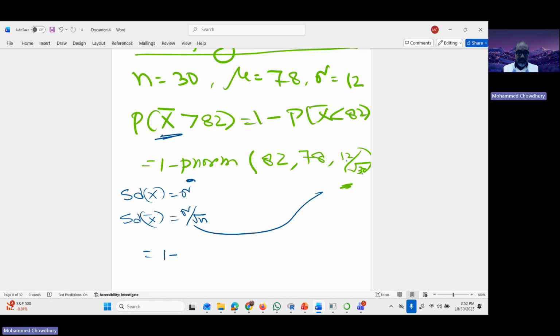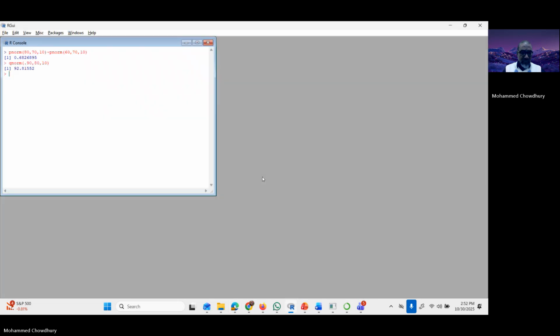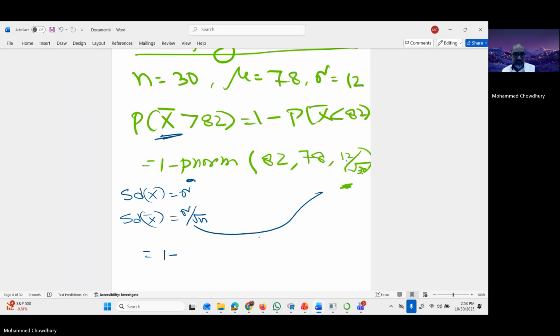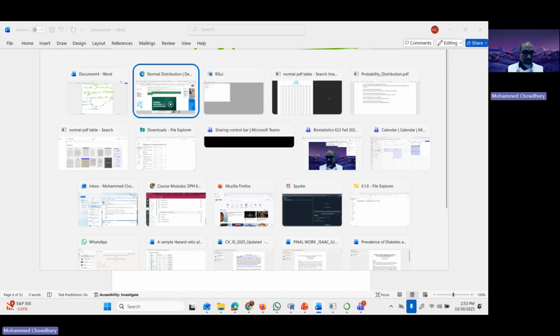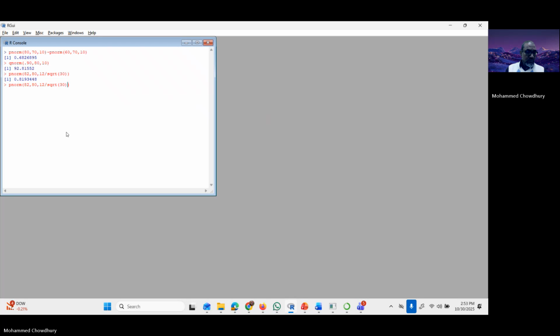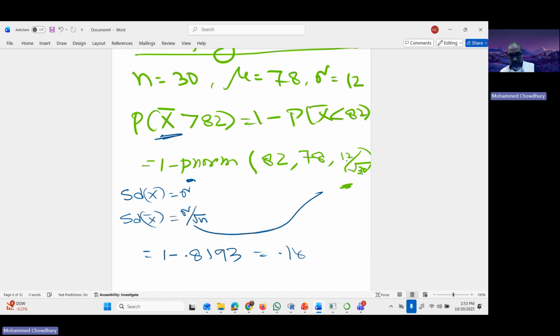1 minus pnorm of 82, mean equal to 78, standard deviation 12 over square root of 30. That gives 0.8193, which is equal to 1 minus this, 0.1806.